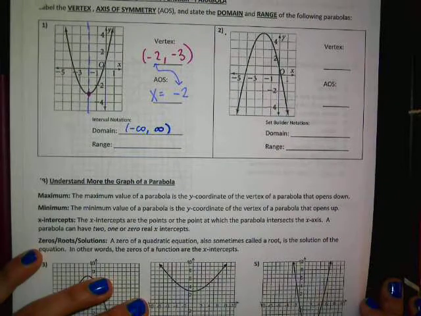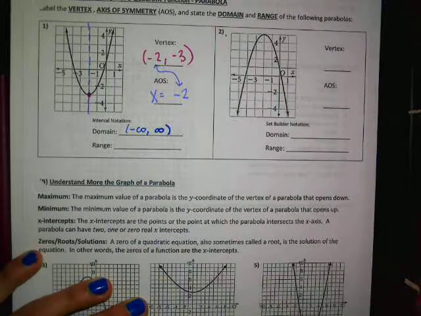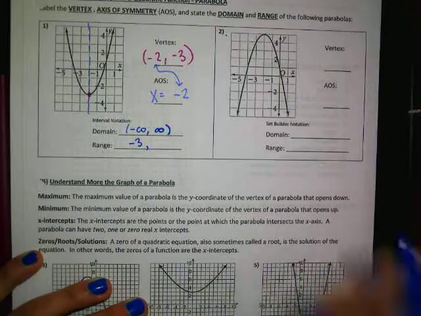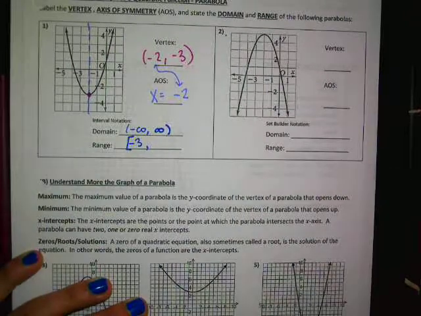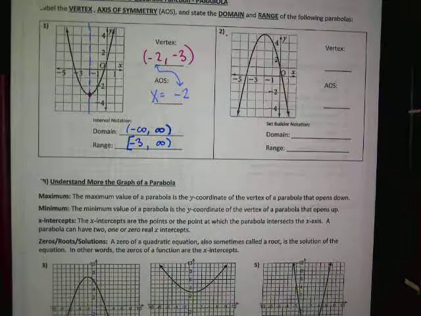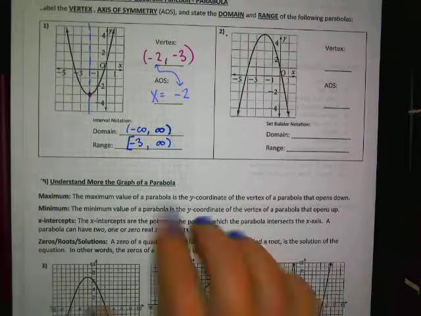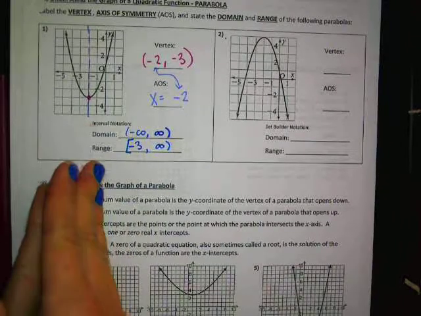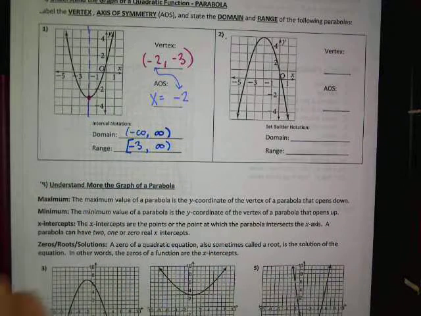For the range, how far down do I go? -3. Is that a bracket or a parentheses? Bracket, because it's a point. And how far up? I think when we did absolute value, people were getting confused about range because you have to do down first. It is down, then up. Okay? Down, then up.